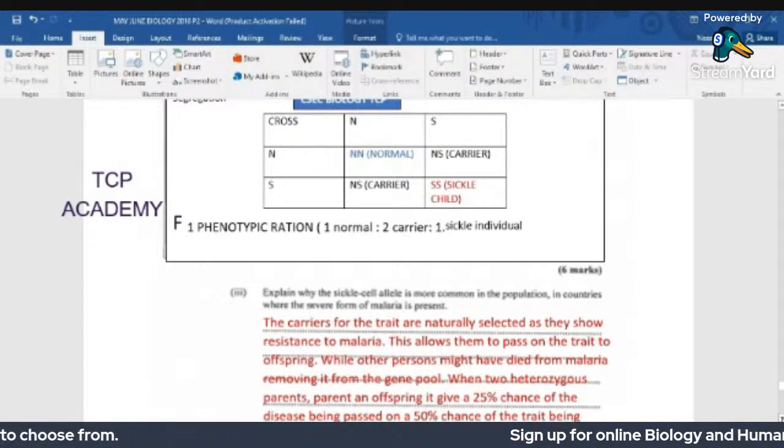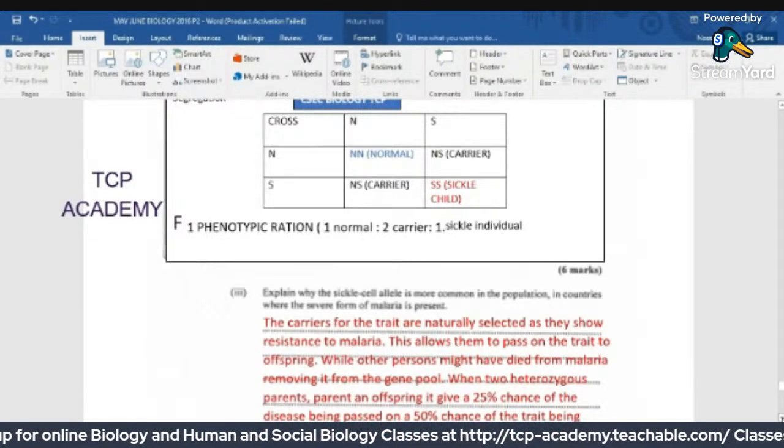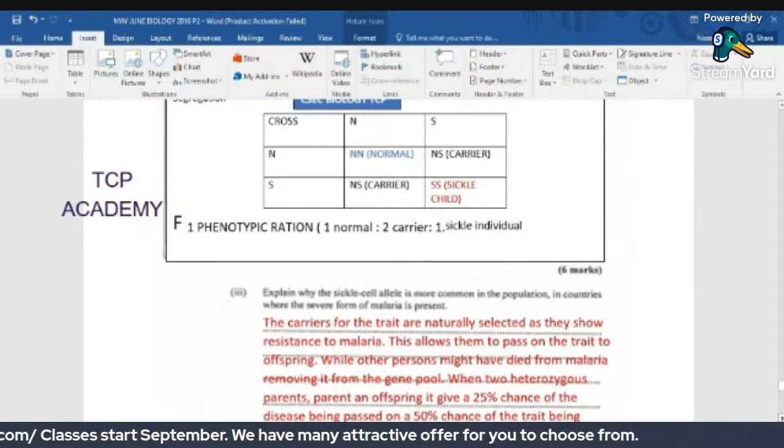because it seems to be naturally selected, and persons with the trait are usually resistant to malaria, hence they continue to live and pass the trait on from generation to generation. This takes us to the end of this 2016 Biology Paper 2.